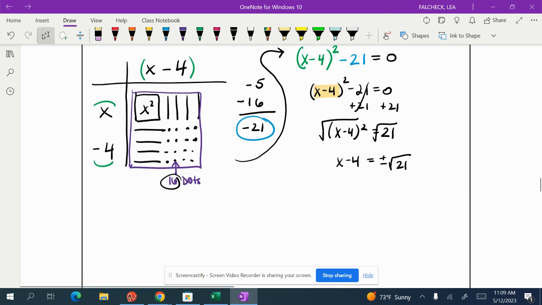Now the square root of 21 is not a perfect square, it's not a nice number, right? So I'm just going to move that 4 over, and I will get an answer in simplest radical form. How do I know that 21 is in simplest radical form? There are no perfect squares that are factors of 21.